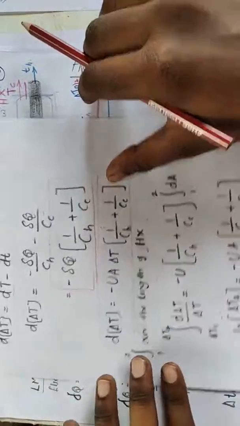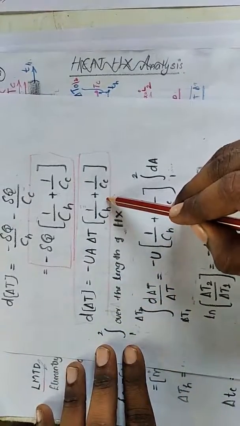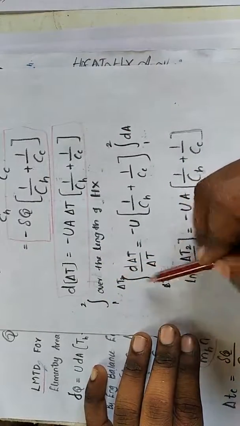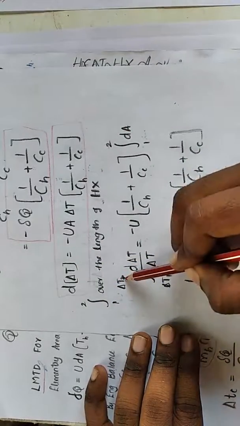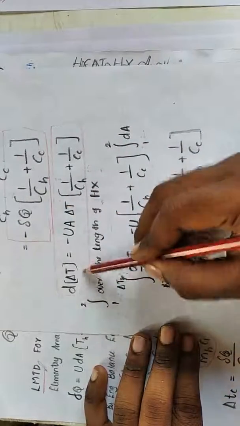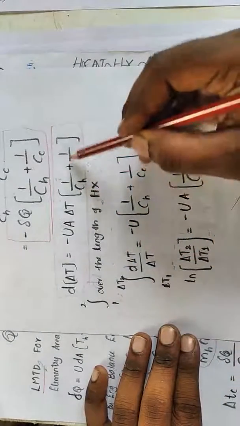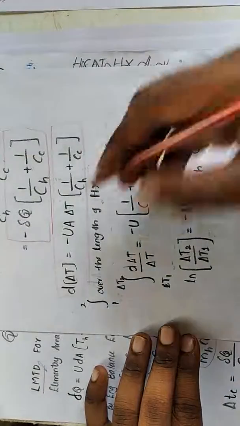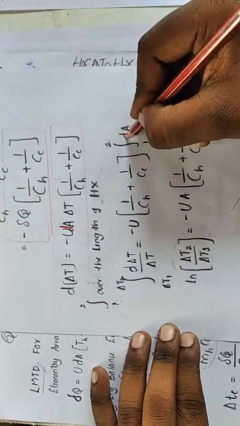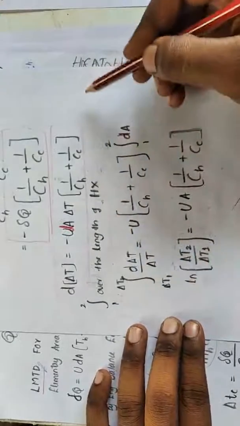For that purpose, we are going to integrate this equation by using the variable separable form. Integral over the length from T1 to T2, that means inlet to outlet, of d delta T by delta T is equal to minus U into 1 by C_h plus 1 by C_c, integrated over dA. Here the only variable term is the area. Area means the length of that heat exchanger.